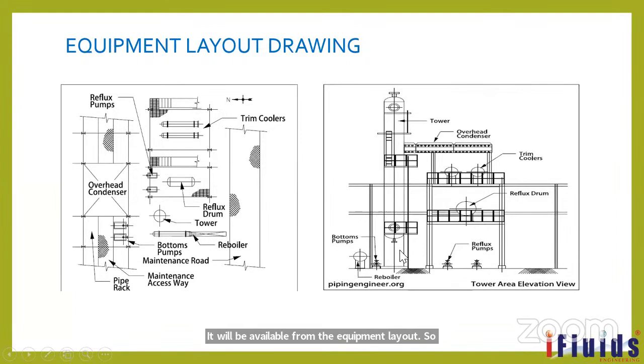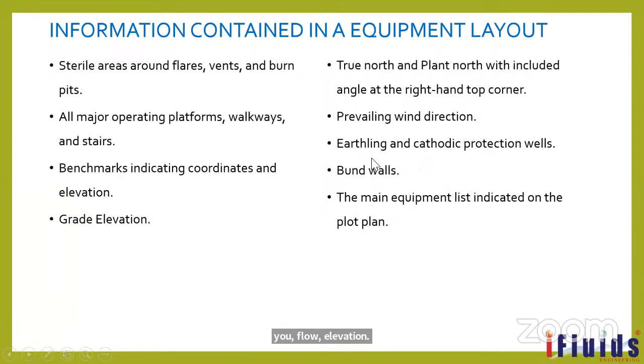So first we have seen the plot plan, second we are seeing the equipment layout. In the plot plan, only the plan view is available. In the equipment layout, the plan view is also available, individual floor wise, for example floor wise plan view and floor wise elevation view. So, information contained in the equipment layout.